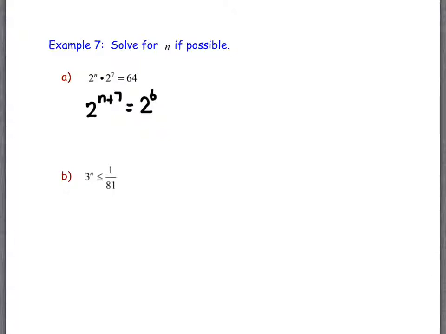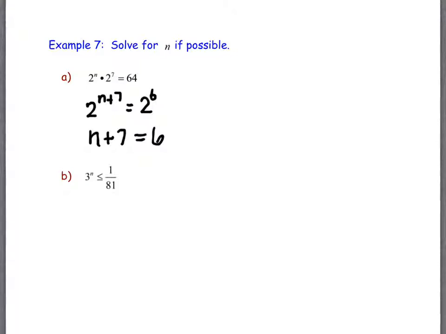Now here's the reason we want this. If the bases are the same, the only way this is equal is the exponents are also the same. That is, this reduces to n plus 7, that exponent, has to equal 6, the other exponent. If the bases are equal, the exponents must be equal for the values to be equal. Okay?